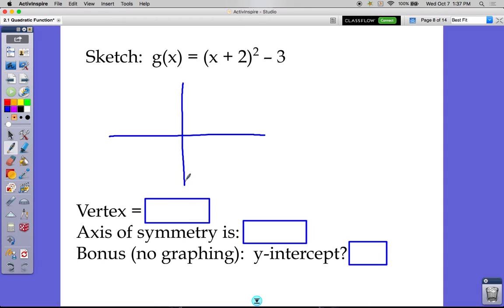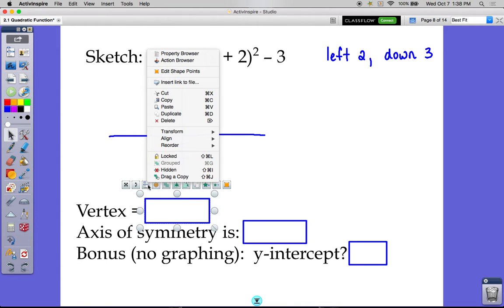What's going to happen to my graph? Well, plus 2 minus 3, this is going to go to the left 2 spots. It's going to go down 3 spots. And doesn't look like anything else is happening right now. So left 2, down 3. So there's the middle of my parabola. We also know the middle of my parabola to be my vertex.